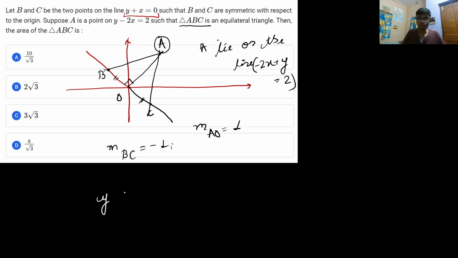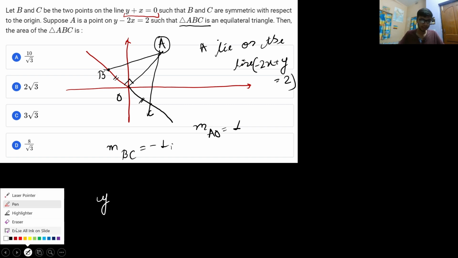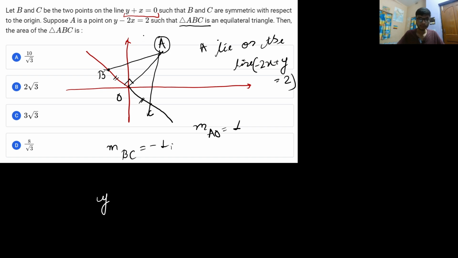If the line perpendicular to BC has slope 1 and passes through A, then since we don't know point A, I can write it as (h, k), and this (h, k) also lies on the given line. The equation of this line can be written as y minus k equals x minus h, and A lies on this particular line.